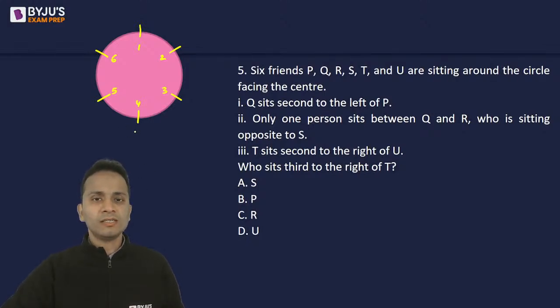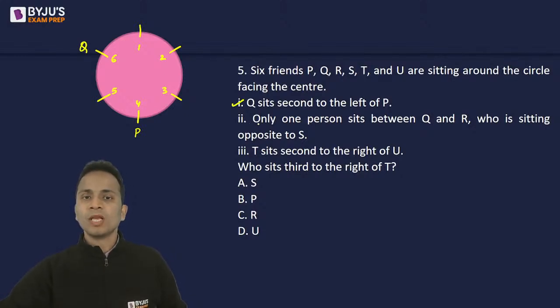So I will start by assuming that P is sitting at chair number 4. Now since P is sitting towards the center of the table, left of P will be in the clockwise direction. Second to the left will be chair number 6. So Q will be sitting at chair number 6. Statement number 1 is done. Statement number 2, only one person sits between Q and R. ओके पहले इसको देखते हैं only one person is sitting between Q and R. So for R there can be two possibilities.